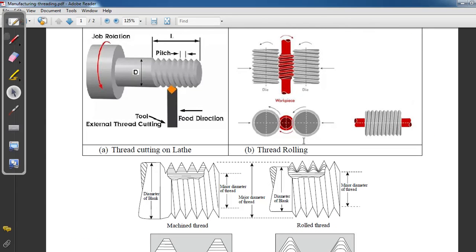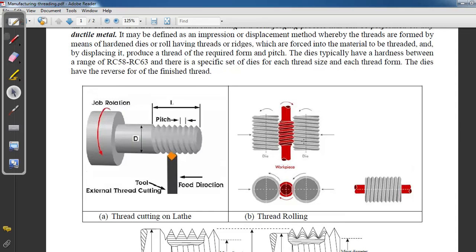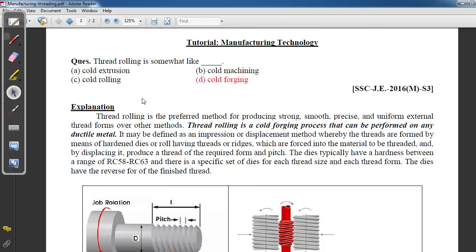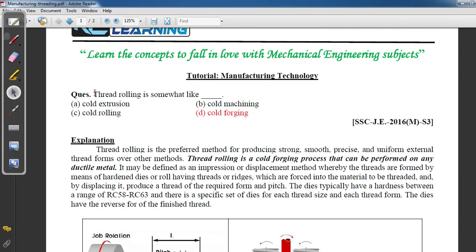Now you understand what thread rolling is and how it is better than the machine-cut thread part. So, again I am repeating, the answer to this question is that thread rolling is somewhat like the cold forging process. I hope you enjoyed the lecture and the concepts of the thread rolling process are clear.